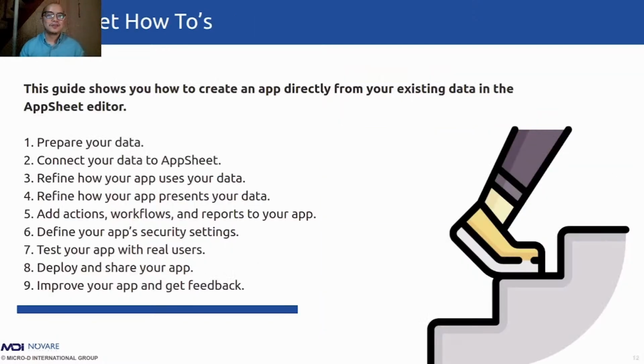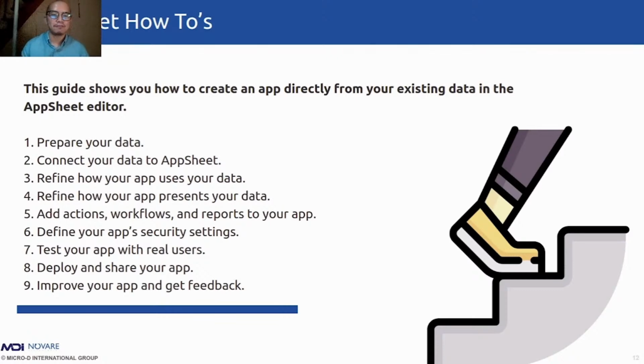Alright, so in 9 easy steps, ituturo ko sa inyo kung paano gumawa ng application sa AppSheet. Okay? So this guide shows you how to create an app directly from your existing data in the AppSheet editor. Okay? So syempre, sisimulan natin yan by preparing your data. So for this session, we will be using the Google spreadsheet. Pangalawa is yung connect our data to AppSheet.